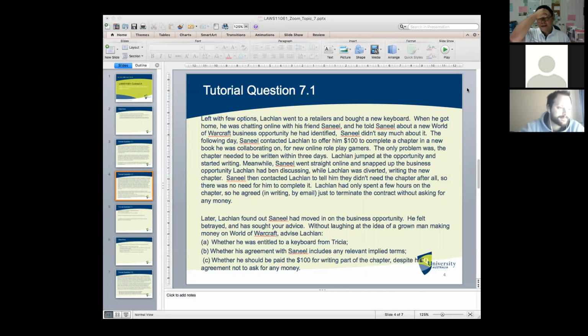So what has happened, based on the facts, it would seem, is that after Lachlan started writing the chapter, he then agreed for the contract to be terminated and said that he did not need the money. Okay. So in that case, because Lachlan has said, I don't want to be paid any money, is it possible for Lachlan later on to ask for the payment, notwithstanding the fact that he actually has agreed not to be paid the $100?